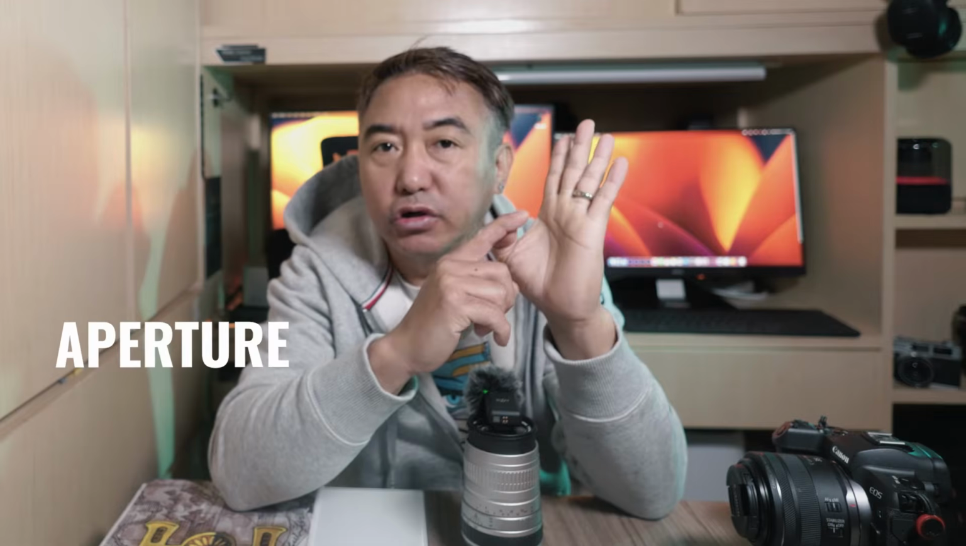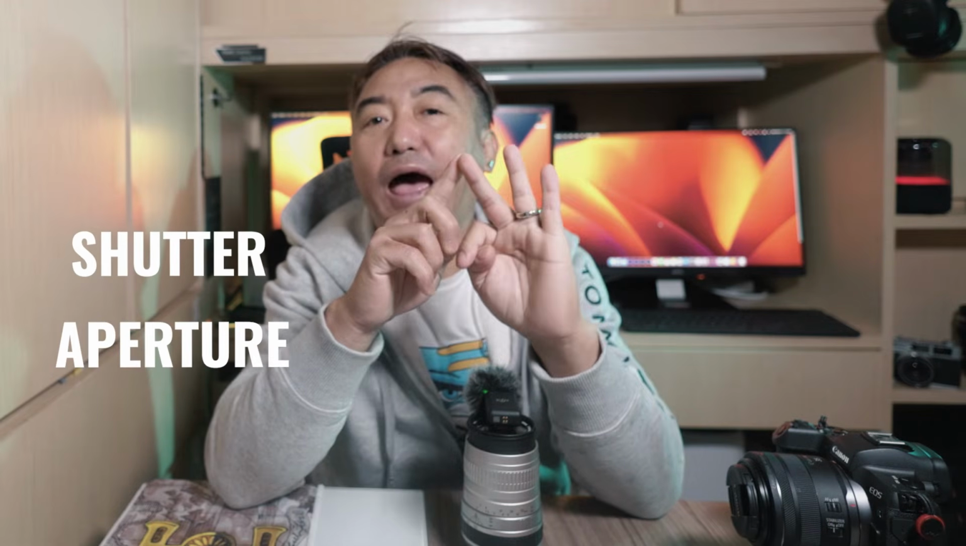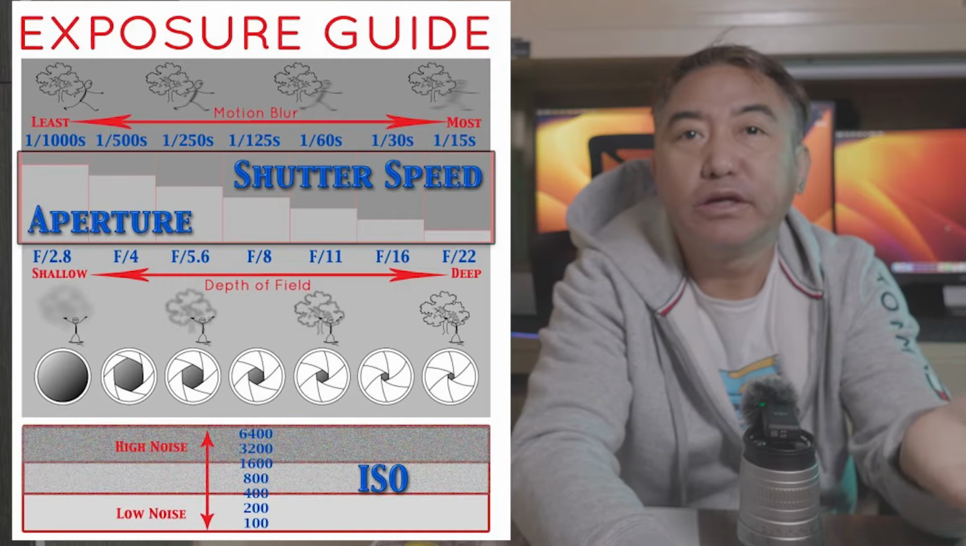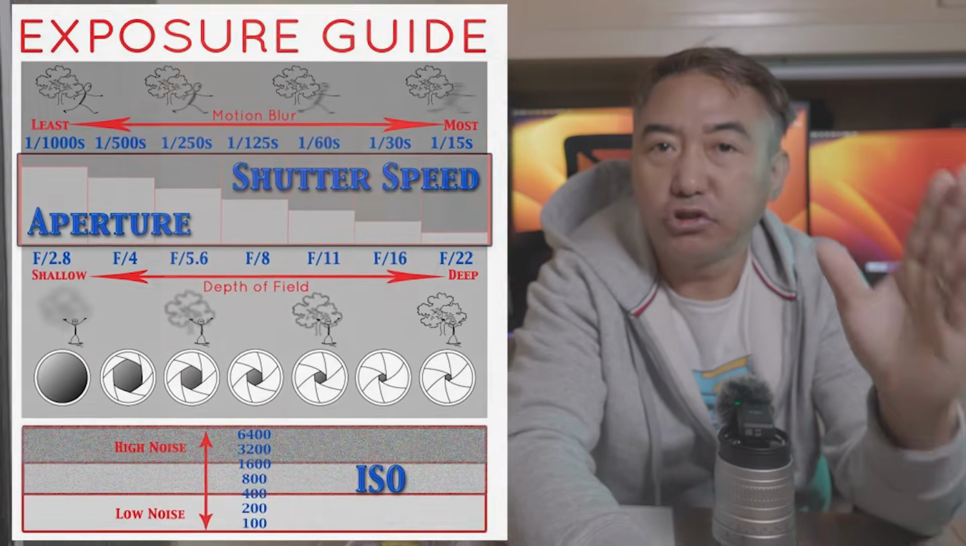The exposure triangle is all about balancing the three key elements that control how light reaches your camera sensor. These three elements are aperture, shutter speed and ISO. We will learn these three key elements and how they work together. Each of these elements affects the brightness, the sharpness and the overall quality of your picture. So let's break it down one by one.